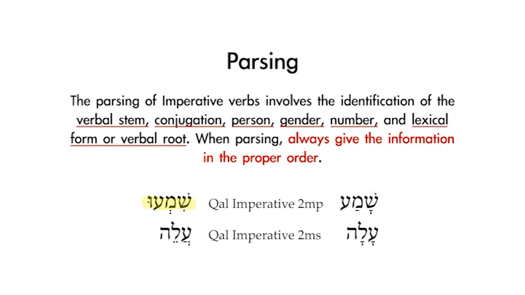The second example, aleh, Qal imperative 2MS from the verb alah, ayin, lamed, hey. Very easy. When it comes to parsing information for the imperative, the only thing we're changing is not the stem, the person, gender, number, or lexical form, but it's that conjugation. So far we've had the Qal perfect, the imperfect, and now the imperative. You now have three options for information in that second slot when you're parsing.